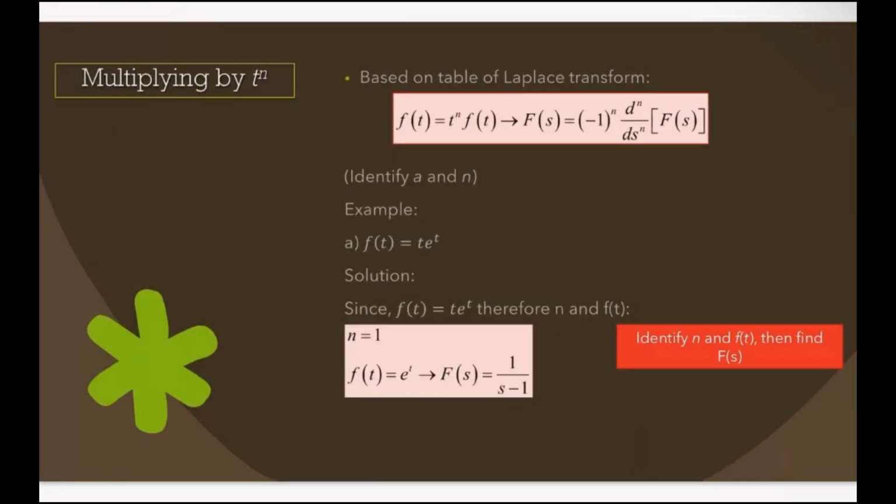Find the Laplace transform of f(t) equal to t e^t. So originally, we have function f(t) equal to t e^t. Now identify what is t^n and what is f(t). Here we have this t. Actually, this is t to the power of n. And let this e^t be a function f(t), which is not this original function, another function we call f(t).